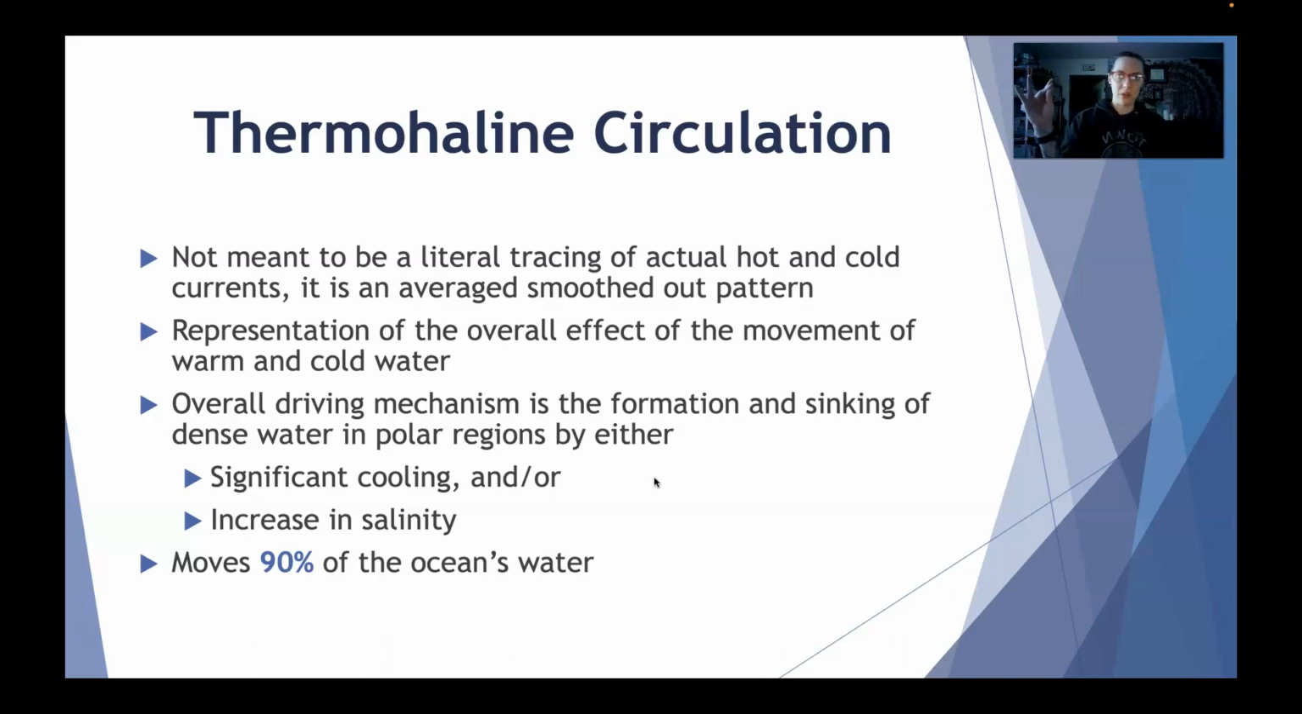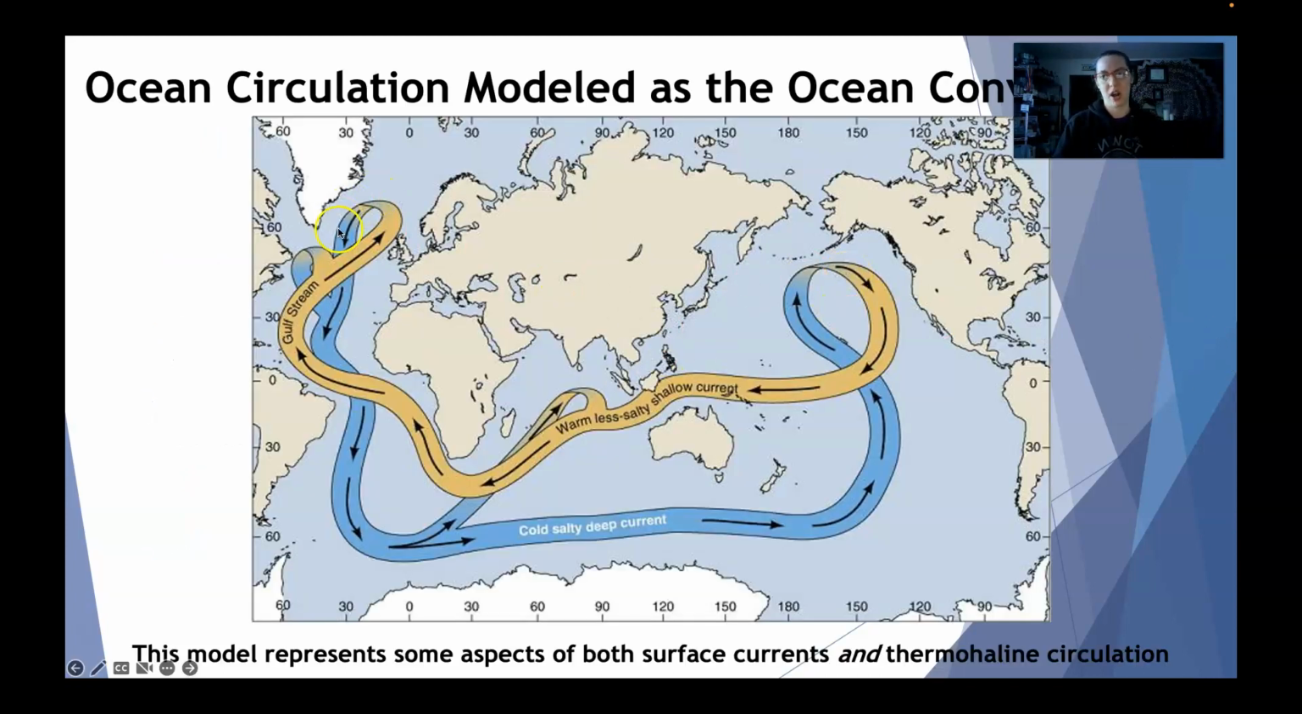So things would cool down quite fast, and then sea ice would form, which would increase the salinity of the water, right? Because when you form sea ice, you leave the salt behind. So you're creating saltier water, and you're creating really cold water, so that starts this downward movement and downward process. And that's what this image here is trying to show.